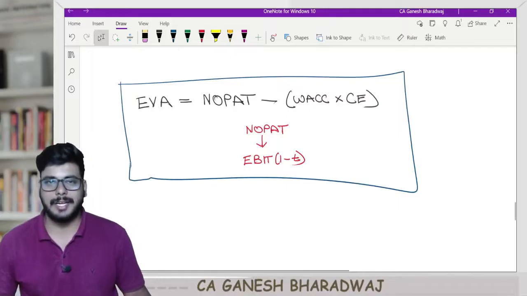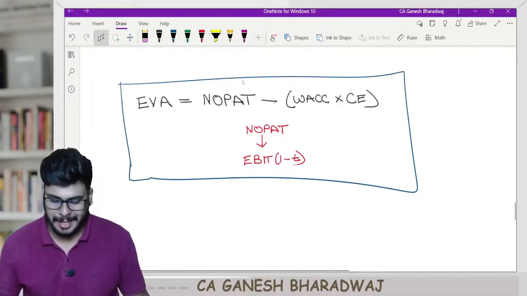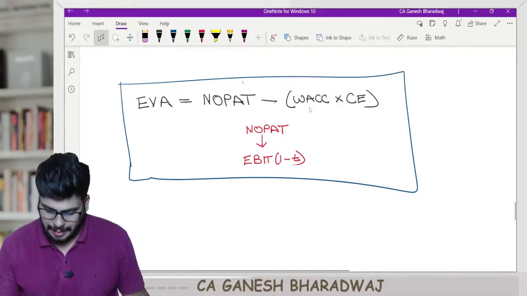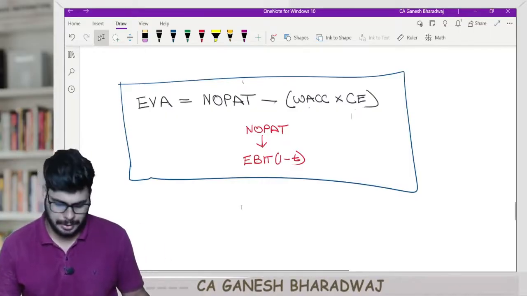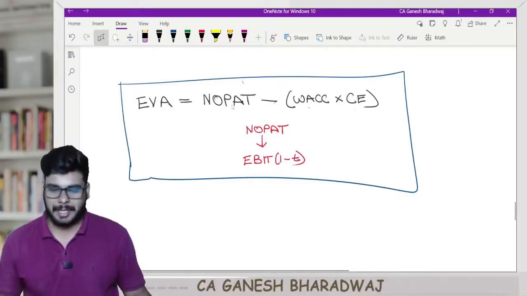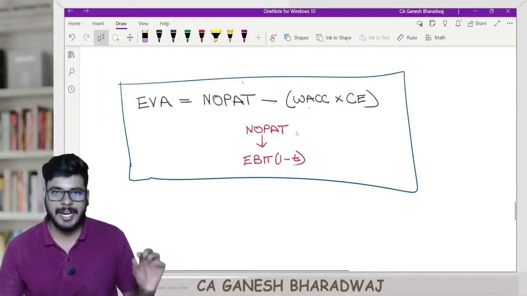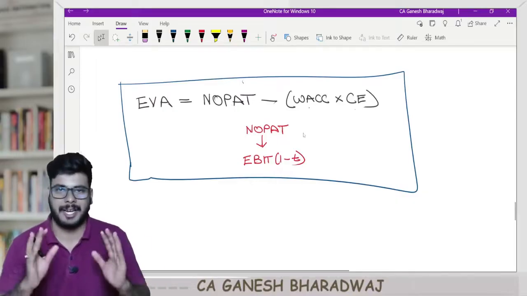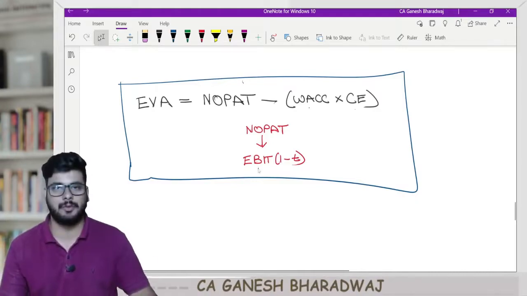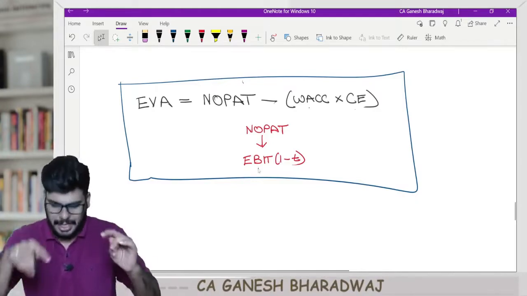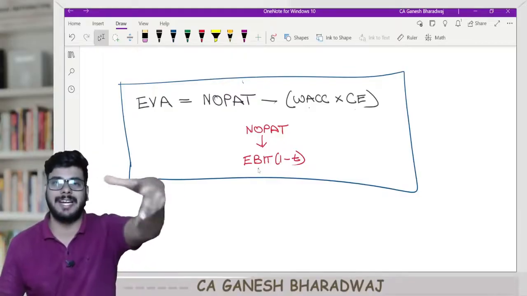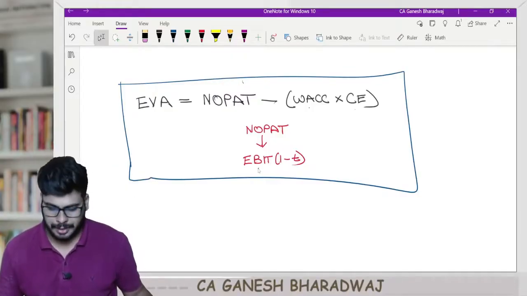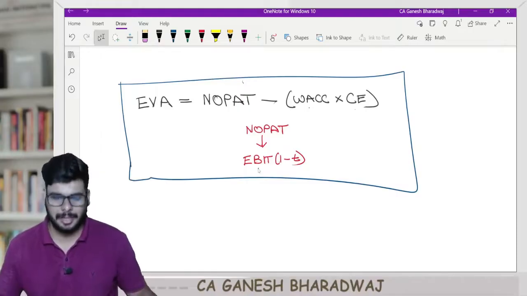Economic value added is equal to NOPAT minus weighted average cost of capital into capital employed. Sir, what is this? NOPAT means what? Net operating profit after tax, or in other words, operating profit is what? EBIT, right? Into 1 minus T. The after tax operating profit is called net operating profit. Clear with this, guys?